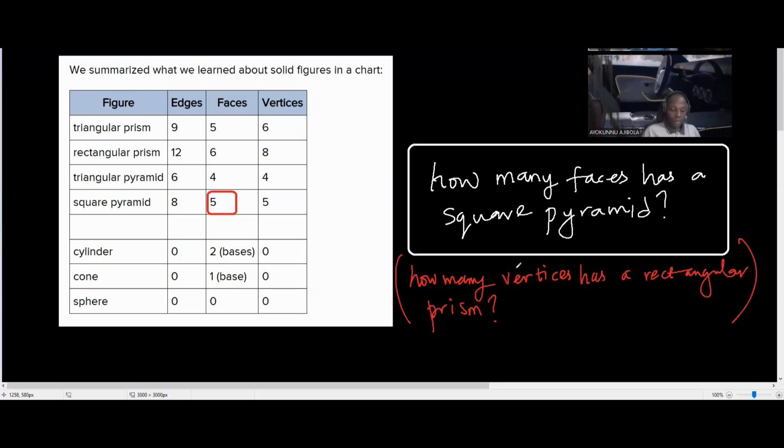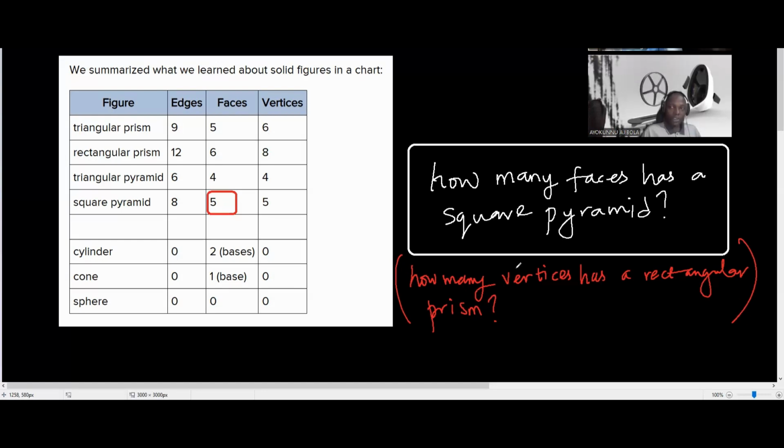Right there, Miggy. I think it's five. How many vertices has a rectangular prism? No, vertices, not faces. Rectangular prism. Look for rectangular prism and check the answer. Not square pyramid. You are checking square pyramid, you are telling me 5. Go for rectangular prism and check the number of vertices. Look at it. There are 5 faces of square pyramid. I said rectangular prism, not square pyramid. Rectangular prism. How many vertices? 8.